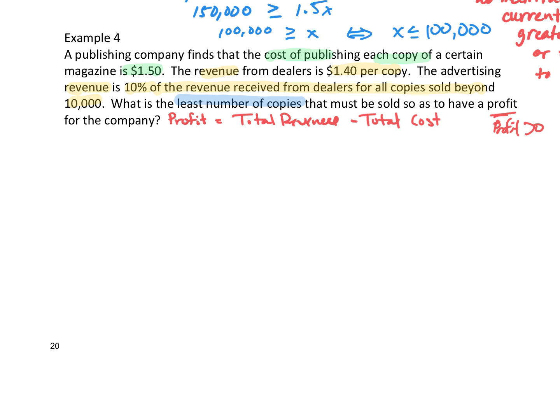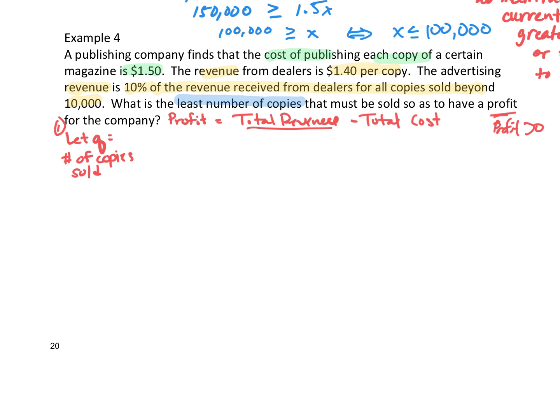So let's define our variable. We're going to let X equal, I'm sorry, I like to use Q. Let Q equal the number of copies sold. Very straightforward. Okay, so now let's set up our equations. So let's talk about what we're doing. The profit has to be greater than 0, so I'm going to move that to the other side, but I'm going to do total revenue first.